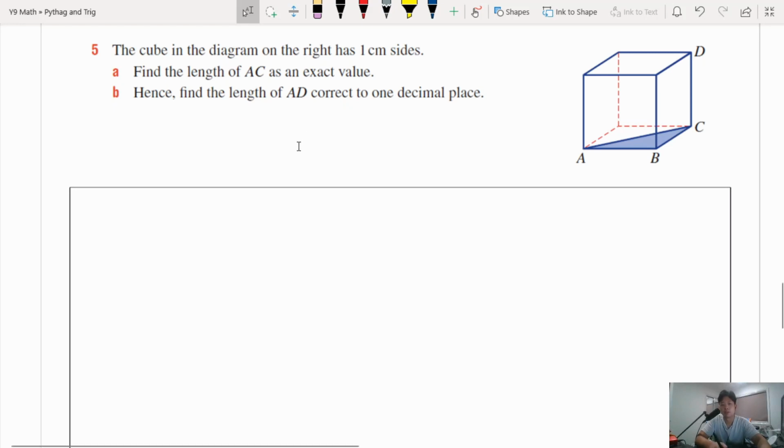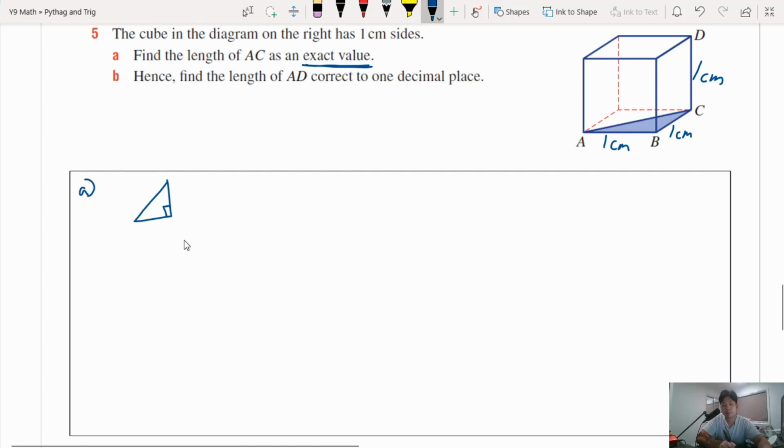Alright, so the question says the cube in the diagram on the right has 1 centimeter side. So let's start off by writing those in: 1 centimeter, 1 centimeter, and 1 centimeter. So find the length of AC as an exact value. So remember, the first step is to always draw the right angle triangle. And also, key point here, the question asks you to find the length as an exact value. If you guys don't remember what that means, just go back to one of the earlier videos. It is in chapter 3a.